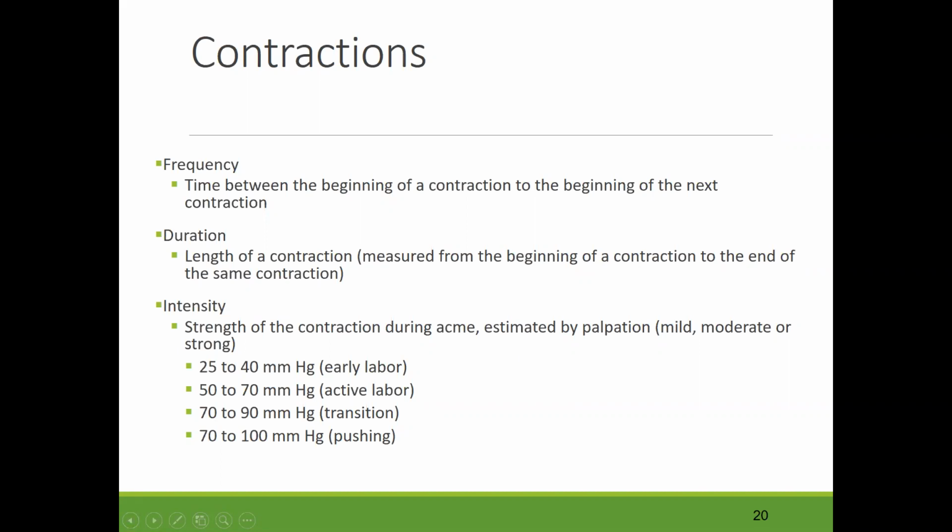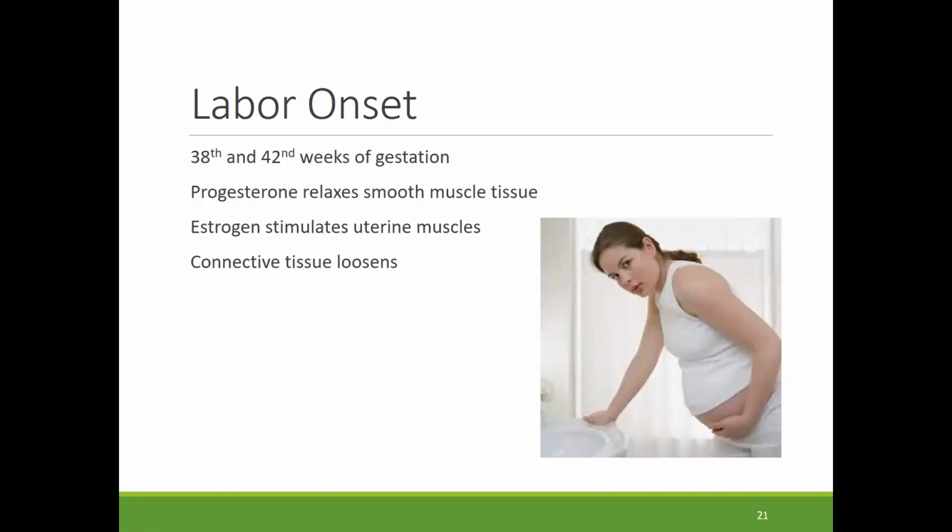That's what she's doing. Now there's also numbers that we may use during intrauterine catheter to measure the pressure. So we may actually put a catheter up in there that measures pressure. If we're looking at specific numbers intrauterinely, these would be our numbers. It would be like 25 to 40 millimeters of mercury would be early labor. If we're going to look at those numbers again, 50 to 70 for pressure would be active labor. 70 to 90 would be transition, and then 70 to 100 would be pushing. So if you're looking at specific numbers, that's what we'd be looking at.